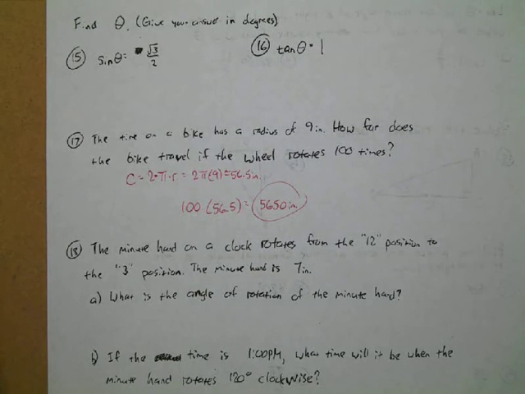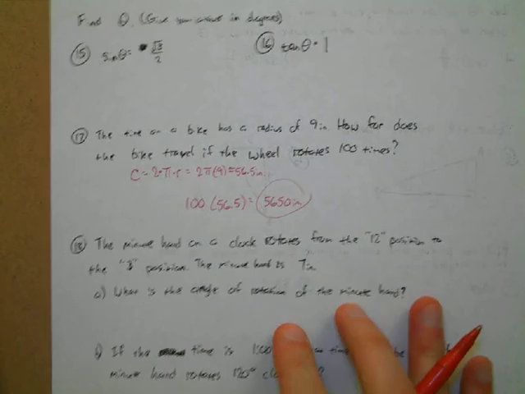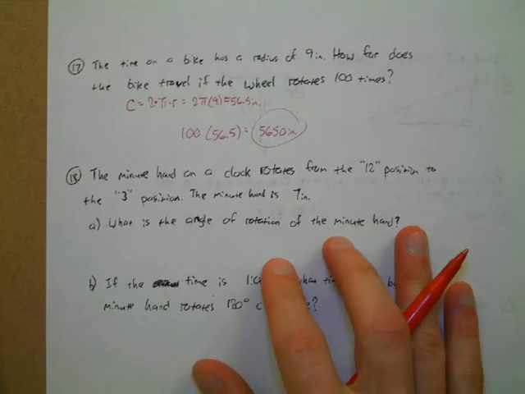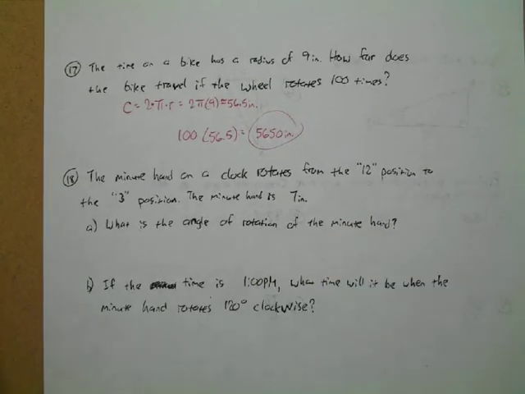Okay, all right, let's try another one here. 18. The minute hand on a clock rotates from the 12 position to the 3 position. The minute hand is 7 inches. I don't think I need to give you that information. That's not necessary information here. But anyway, letter A. What is the angle of rotation of the minute hand? If it goes from 12 to 3, what's that angle of rotation?